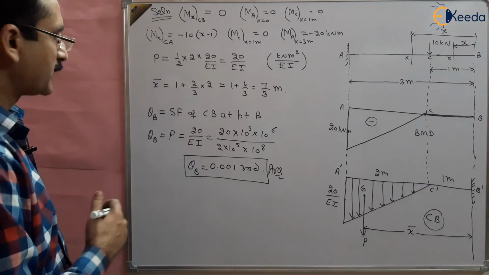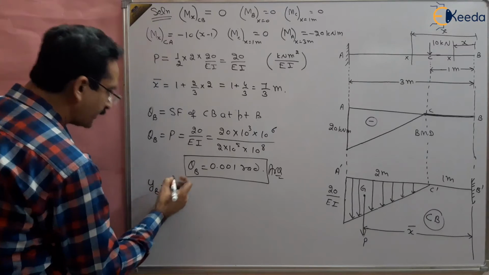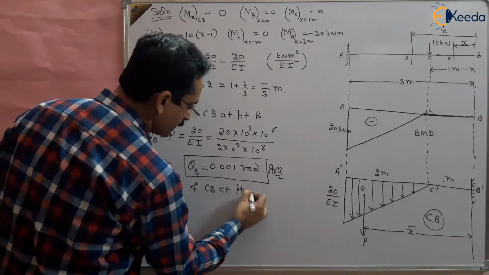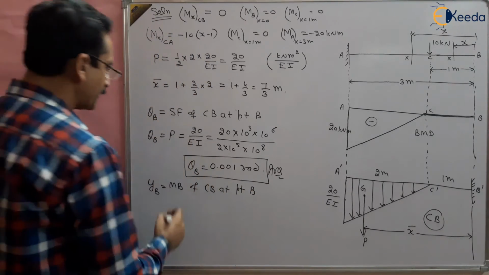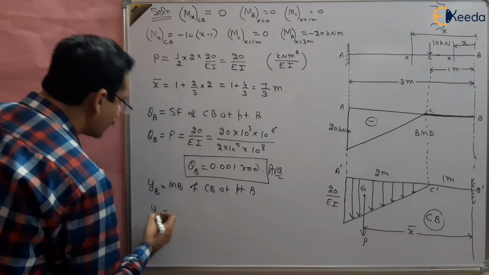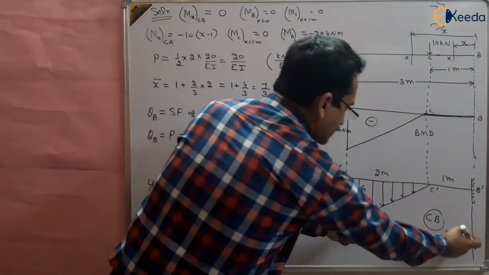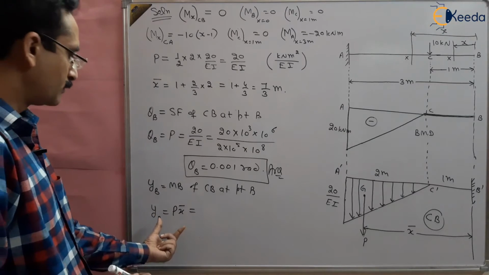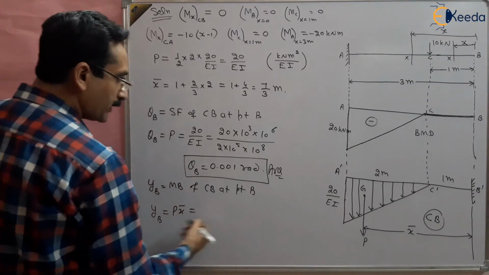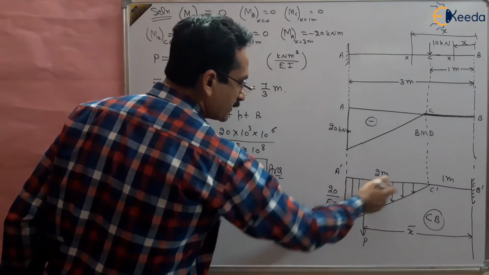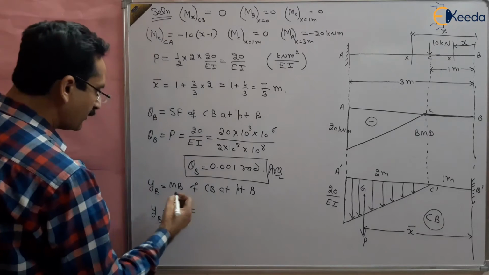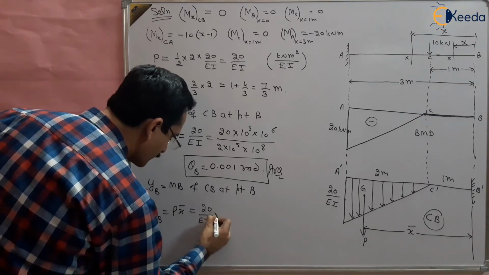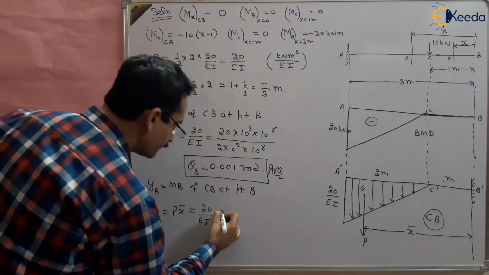Now we want to find the deflection at the free end. The deflection at the free end will be the bending moment of the conjugate beam at point B. That will be equal to this load multiplied by x bar, because no other force is there, only this concentrated load of the triangle acting at point G. So that will be P x bar, and P is 20 by EI multiplied by x bar, and x bar is 7 by 3.